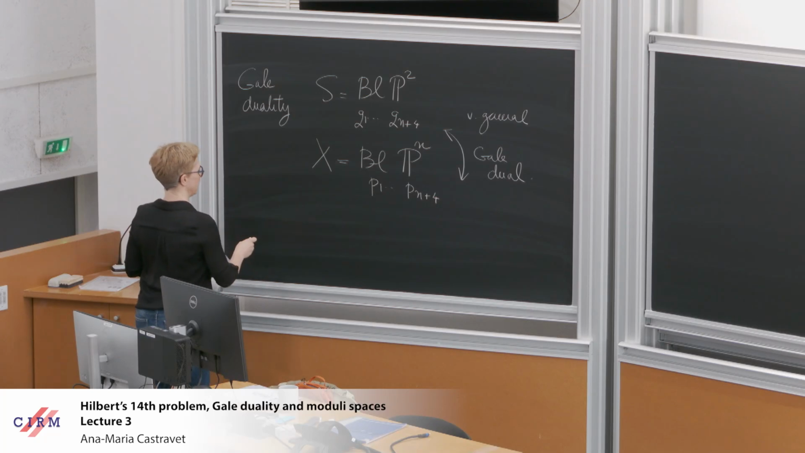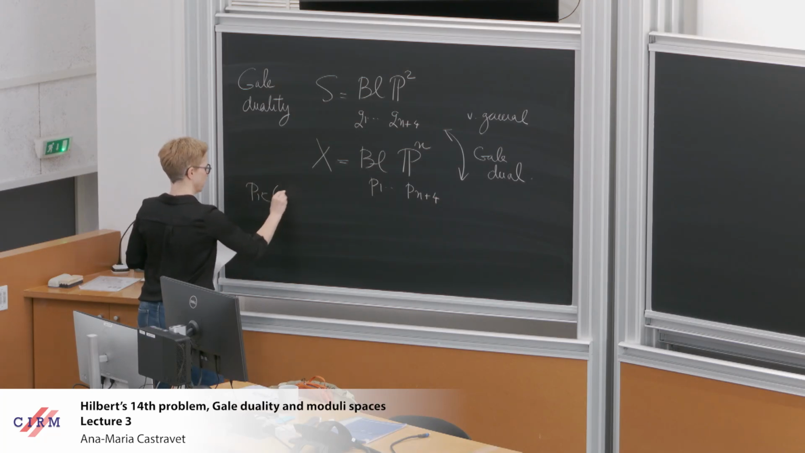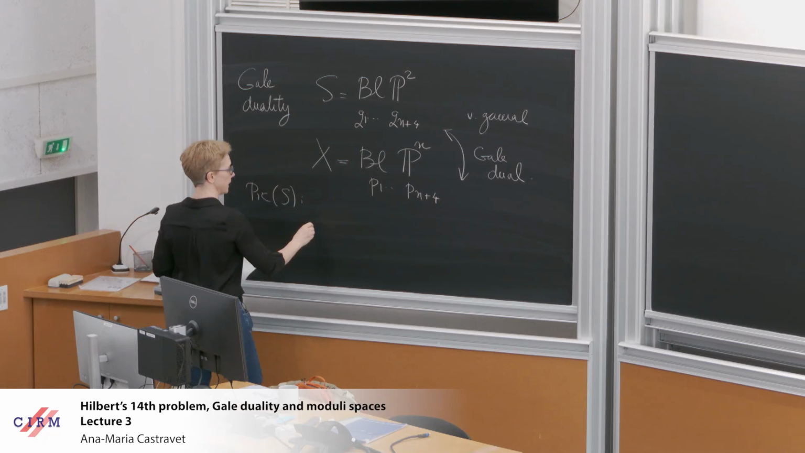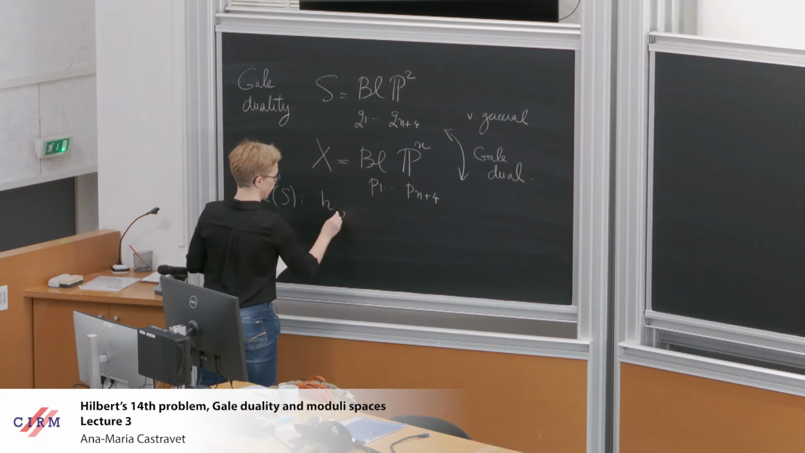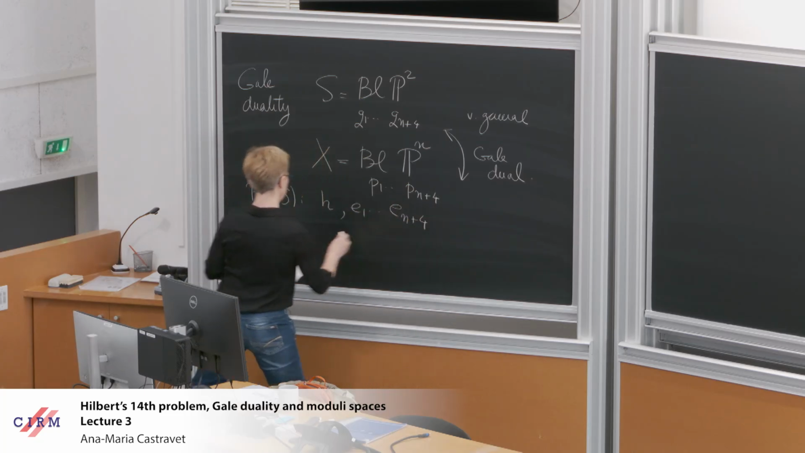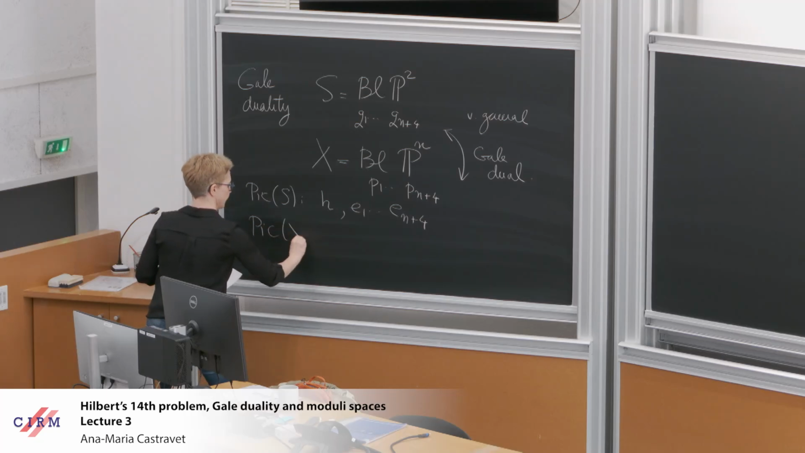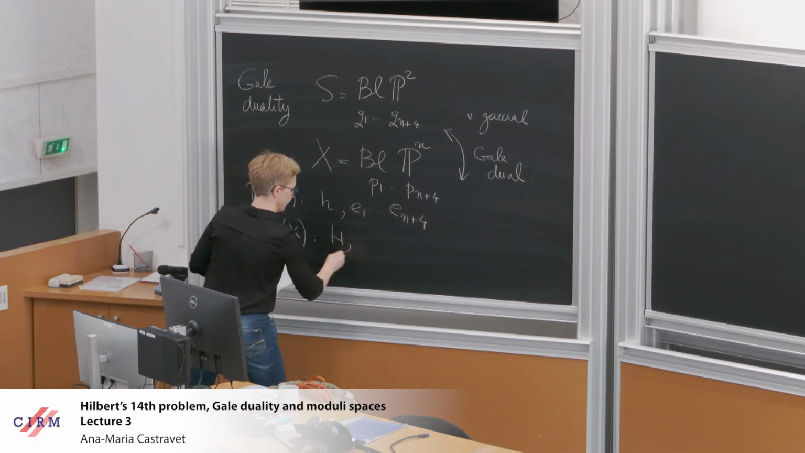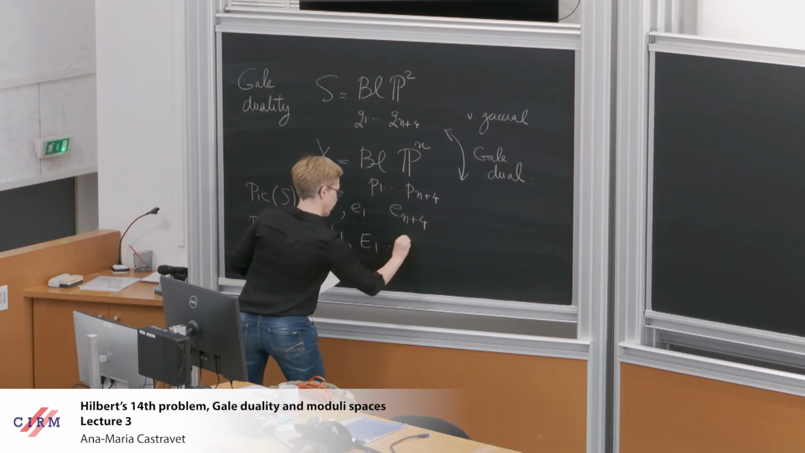And I want to look at the basis for the Picard group of S, as usual, hyperplane class of a line and then exceptional divisors. So I'll denote this with small letters. And then on X, the same classes with capital letters.